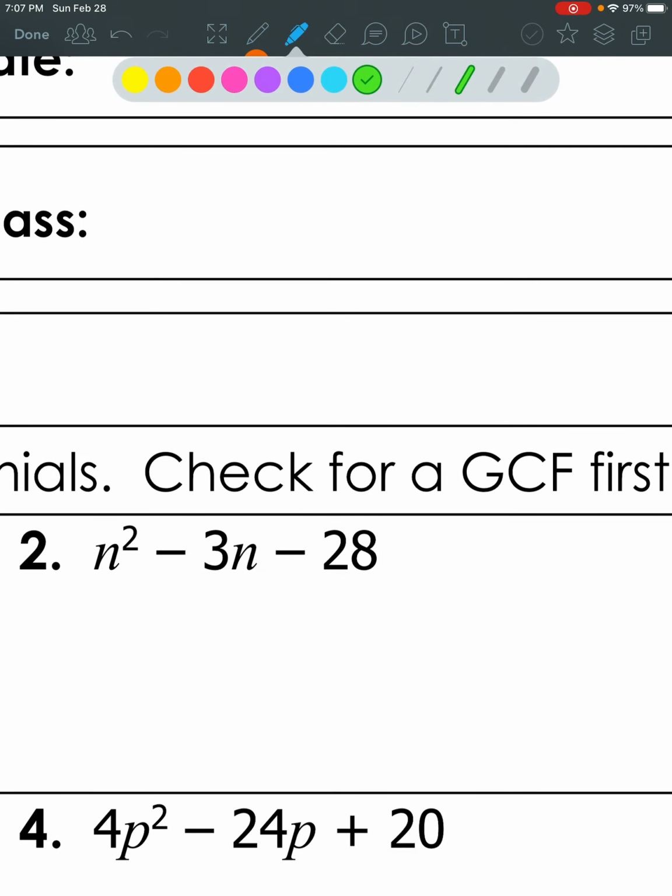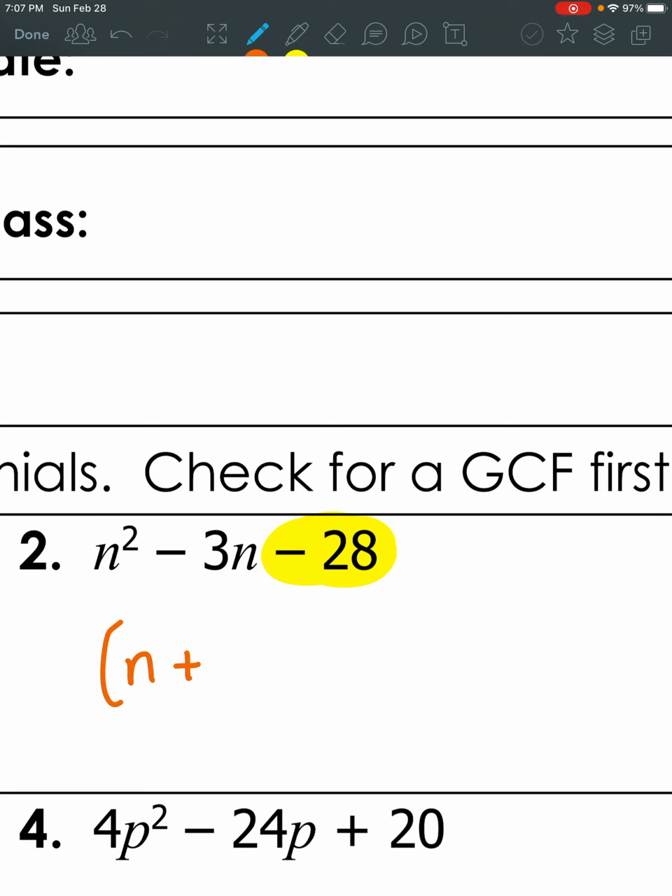Now, it gets a little trickier when there are negatives or minus signs. So what multiplies to negative 28? Right away, I know that my binomials have to be opposite signs. One's a plus, one's a minus. That's the only way we're going to get a negative for our c value. And then what adds to negative 3? So since the middle term is negative, we know that the bigger factor has to go with the minus.